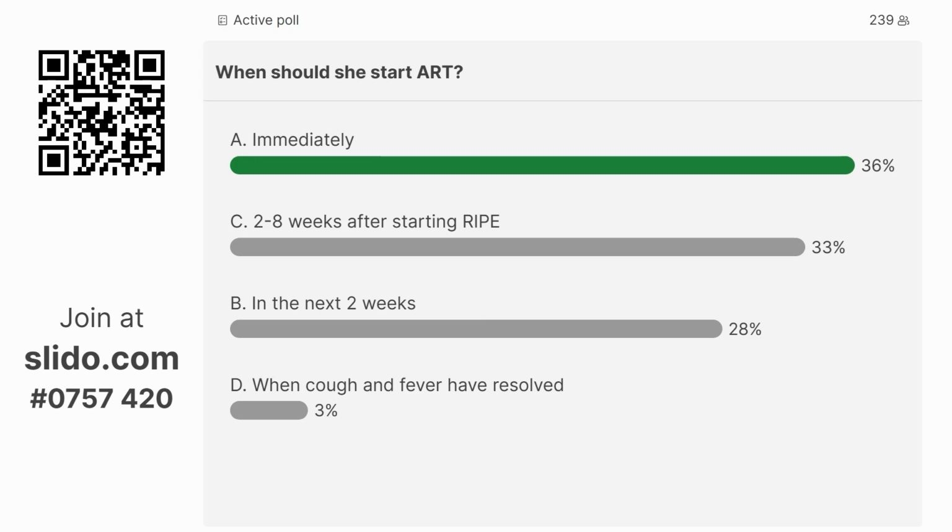Does anybody want to say anything about when you start antiretrovirals? Have you had personal experience with pulmonary TB that turned out not to be just pulmonary TB? Do you want to just give a few anecdotes?